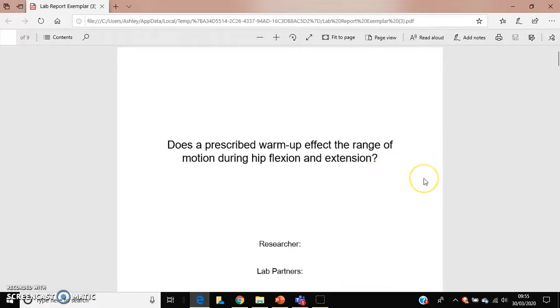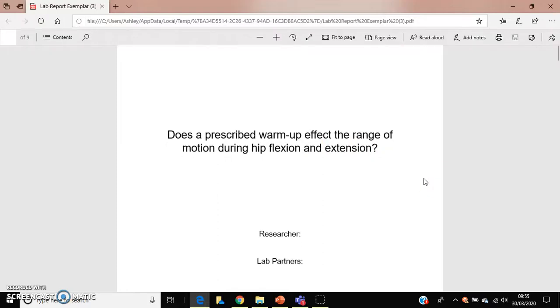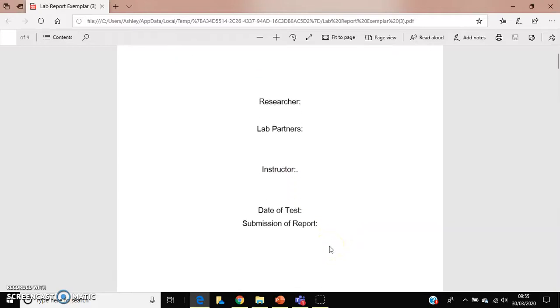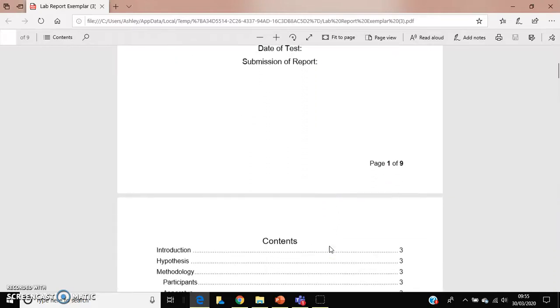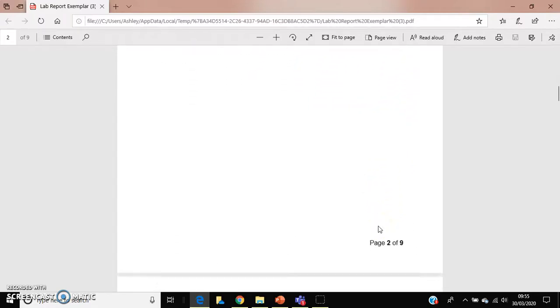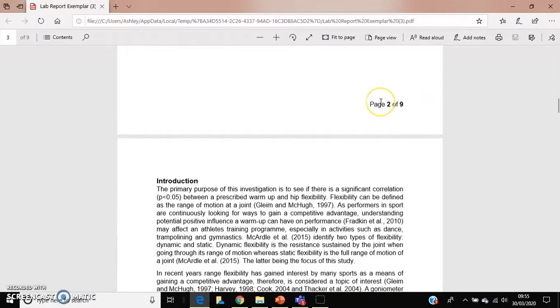In terms of what it looks like, obviously a nice title page. That was the question posed to guide the investigation. Obviously you'll set this up: who your researcher is, who your lab partners were, the instructor, which would have been me, when the date of the test was, and then the submission of the report. A nice contents page sets the scene, appropriately formatted as well, so no indentations. These come under methodology, and that will become consistent when you do your dissertation as well. So participants, apparatus. And again, notice how it's all correctly formatted. It makes the reader, i.e. me, want to read it. Page numbers as well, that's important.